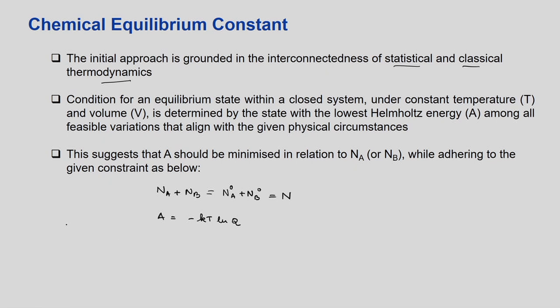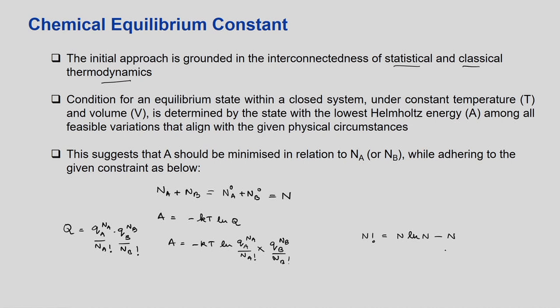So, Q is the expression which we got earlier. What is this Q? We have seen it is nothing but QA by Na into QB by NB, by Na factorial by NB factorial. Now, what you do, you substitute here ln of this, A equal to minus KT ln of Q. So, you take the ln terms and apply Stirling's approximation. So, Stirling approximation, you know, ln N factorial is equal to N ln N minus N. So, this particular approximation you apply when you take the ln of these.